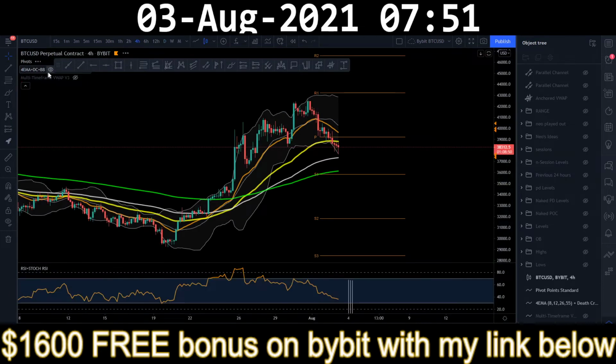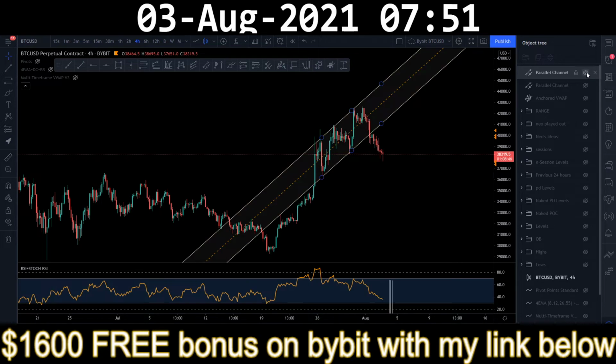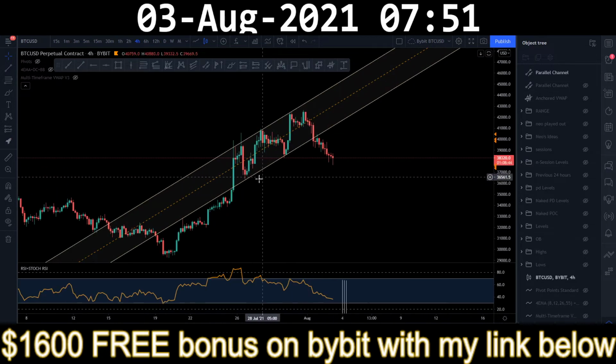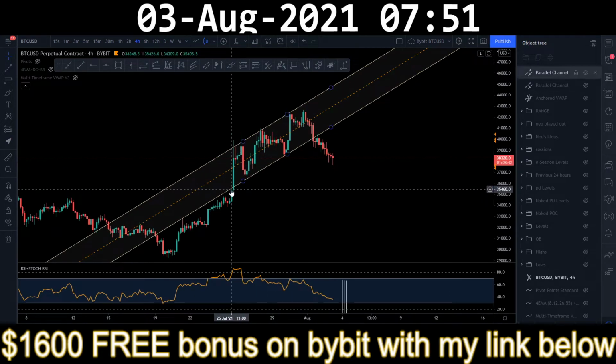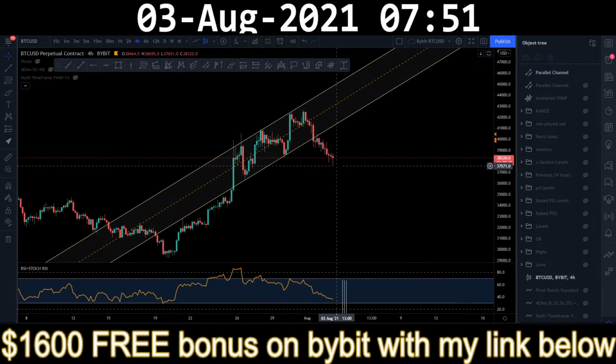So let's go to the 4 hour. We've already looked at the pivots. If we bring back this parallel channel, again, we did see this happening kind of sort of. We came back, tested it, and now we're dumping down a little bit.